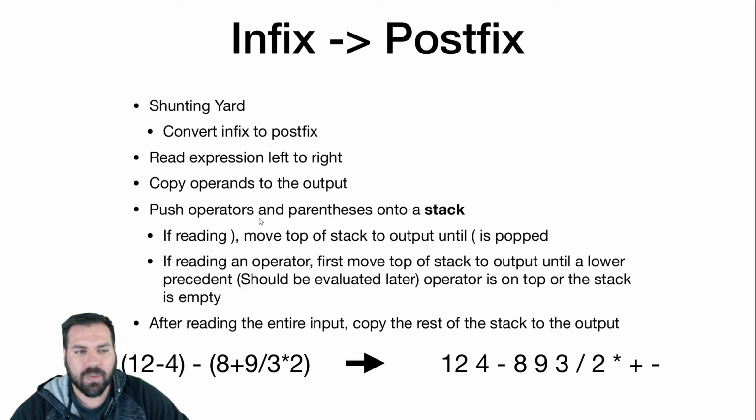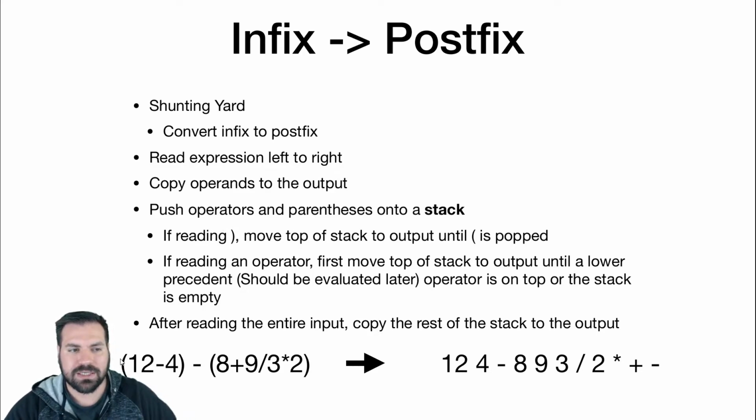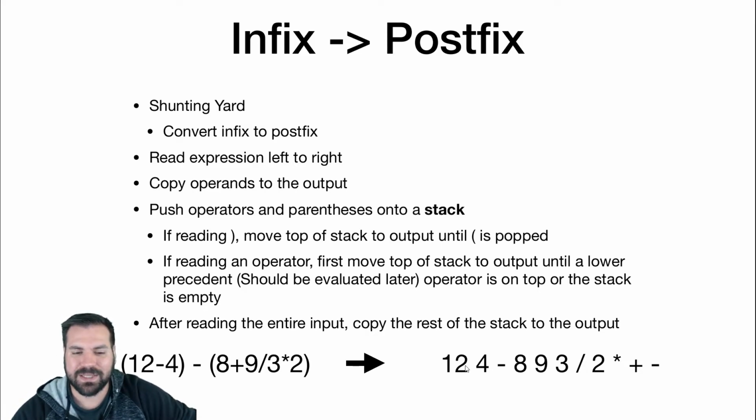So whenever we read something, we're going to ask ourselves a question. If it's an operand, we're just going to copy it to the output directly. So when we reach this 12, we just copy it to the output. And the output, you can think of this as a queue. It doesn't have to be a queue, but it's kind of a queue. We're kind of using a stack and a queue. But we can add that 12 directly to it.